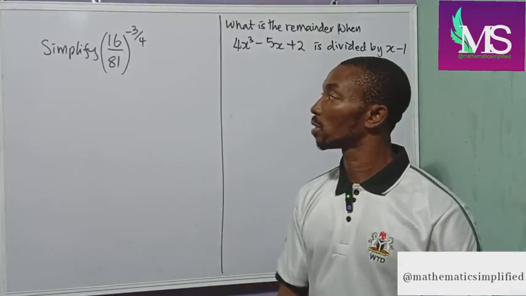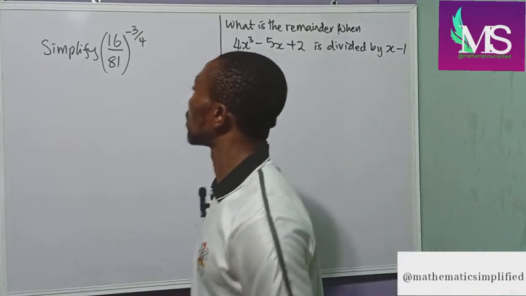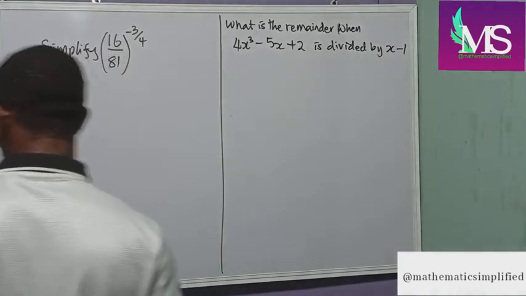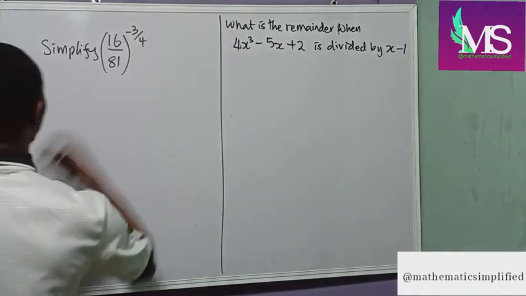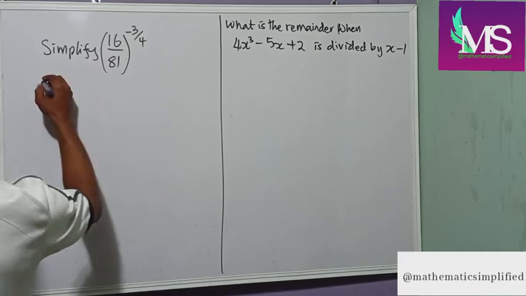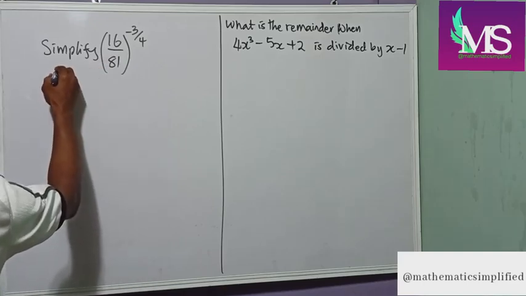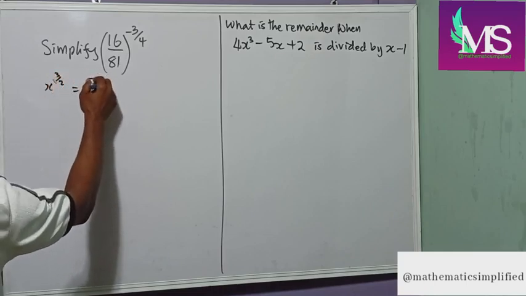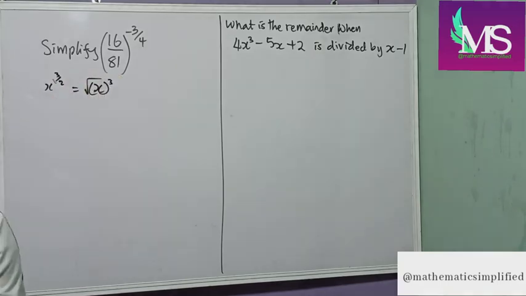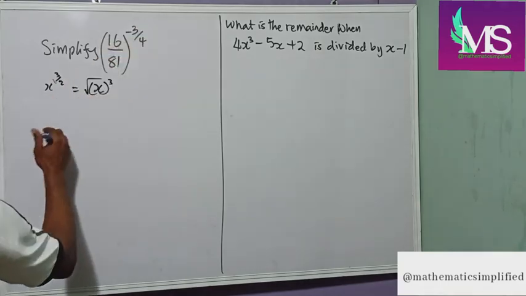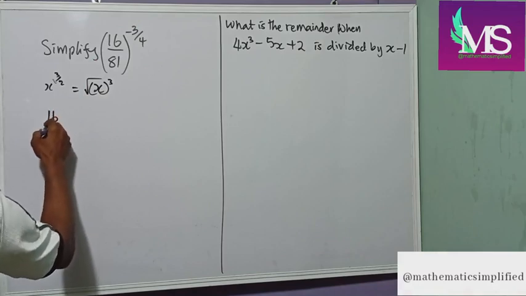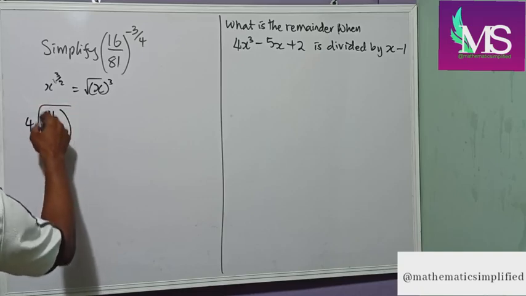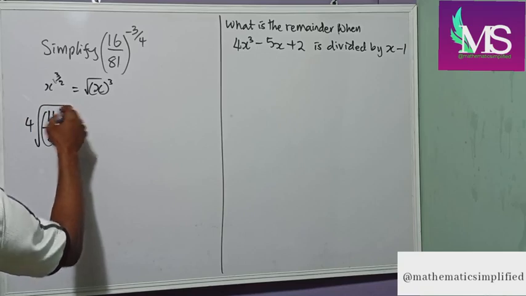Now our first question says simplify 16 over 81 raised to the power minus 3 over 4. Now, to do this, we first of all turn this. We know that if we have x raised to the power minus 3 over 2, it is something like root x raised to the power 3. Now converting this, we have it as 16 over 81, fourth root, all raised to the power minus 3.